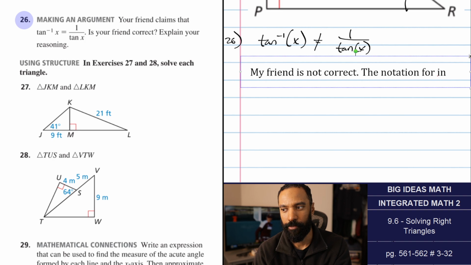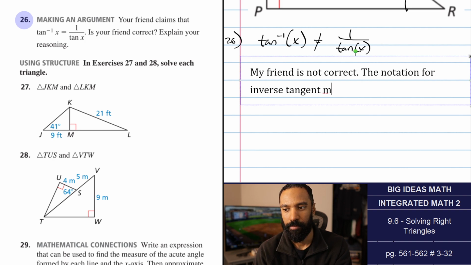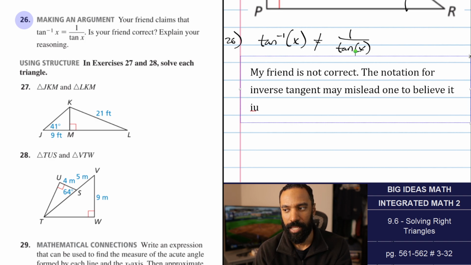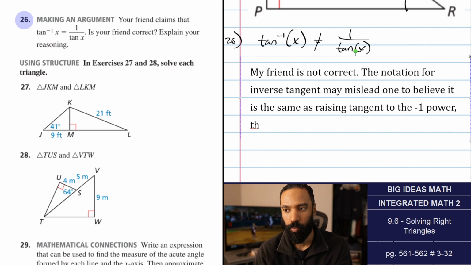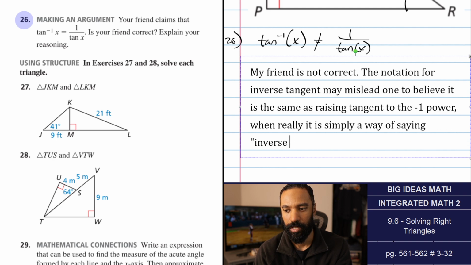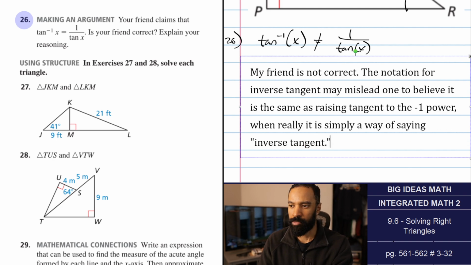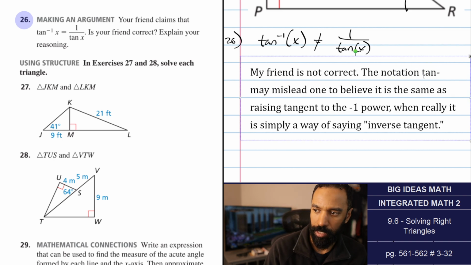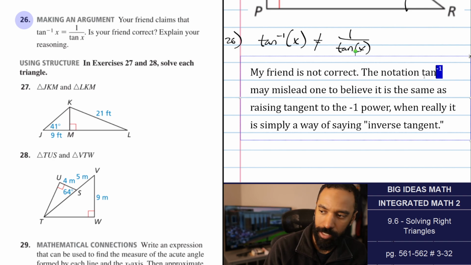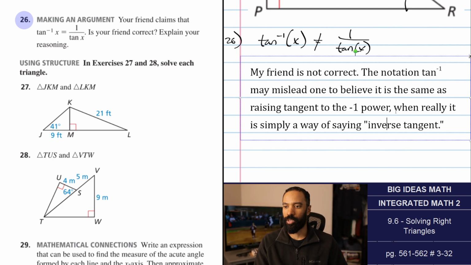The notation for inverse tangent may mislead one to believe it is the same as raising tangent to the negative first power, when really it is simply a way of saying inverse tangent. Let me say this: the notation, like that. Boom. It's really a way of saying inverse tangent.